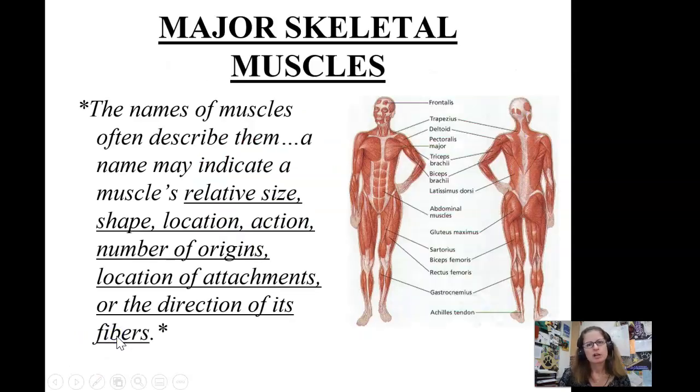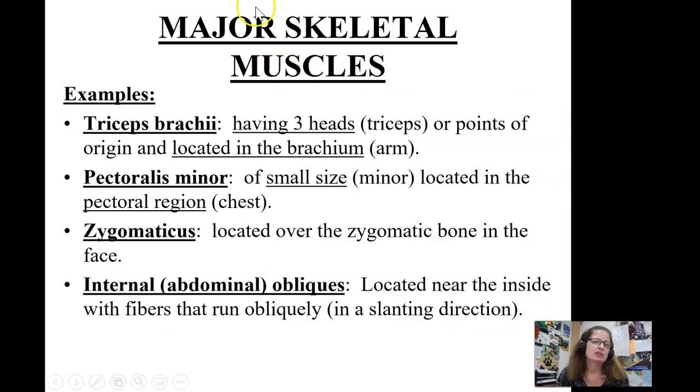So keep in mind when we're talking about naming muscles, sometimes the way they're named has to do with their size, where they're located, or the origin, like how many origins there are. So the bicep, for example, has 2 points of origin, those points of attachment. Maybe it's about a direction, if something's running at an oblique or side angle. So let's look at a couple of examples. Like triceps brachii, there are three; brachii is in the brachial area. So you've got your arm area, there's 3 points of origin.